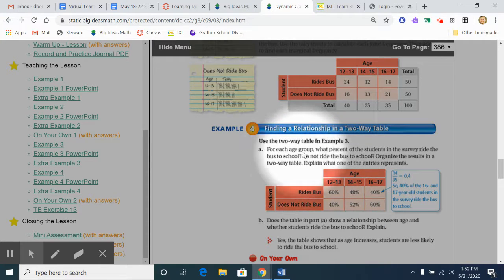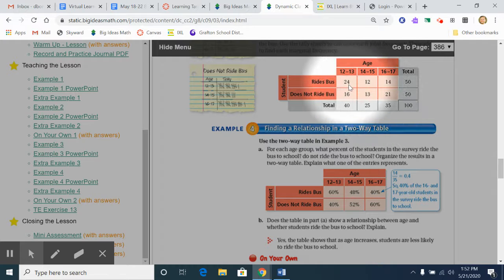It says for each age group, what percent of the students in the survey ride the bus to school? So let's start with that. For each age group, which are our columns here, we're going to look at the totals of each age group. So 12 to 13-year-olds, there were 40 surveyed. 14 to 15-year-olds, there were 25 surveyed. 16 to 17-year-olds, there were 35 surveyed.